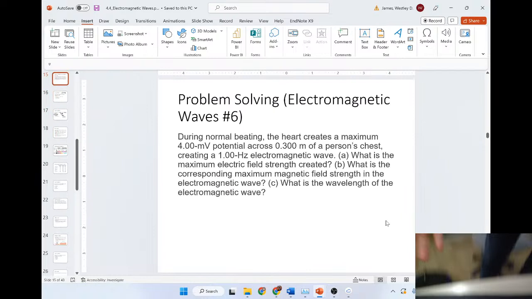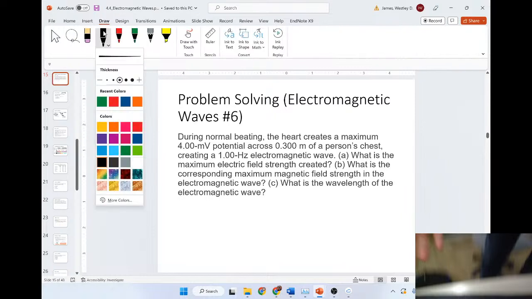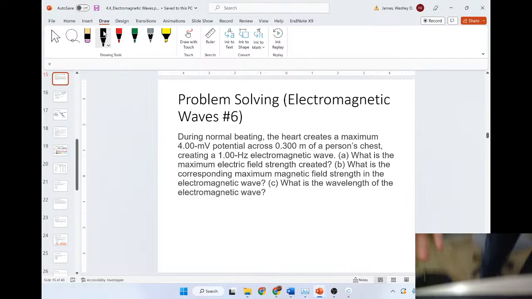I skipped a problem that I'm going to come back and do because it comes up in the discussion. It uses three different equations, one of which was on test 1, so it's good for us to remember that, and the rest are from what we covered today. It's a good problem because it utilizes a few different concepts. During heart beating, the heart creates a maximum 4 millivolt potential across 0.3 meters of a person's chest, creating a 1 hertz electromagnetic wave. There's some current that makes a wave, there it is.